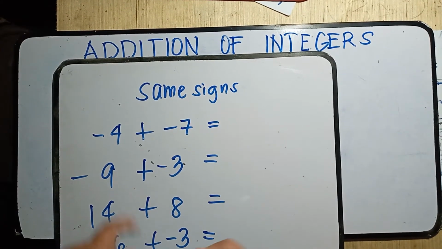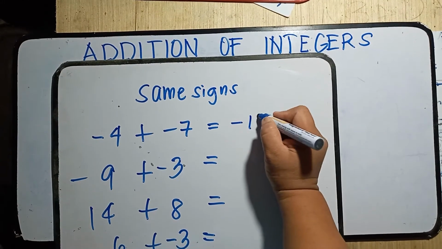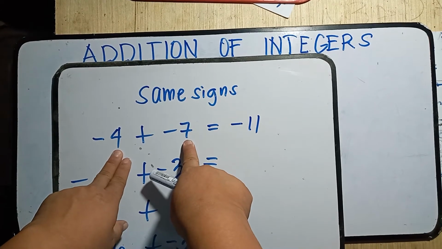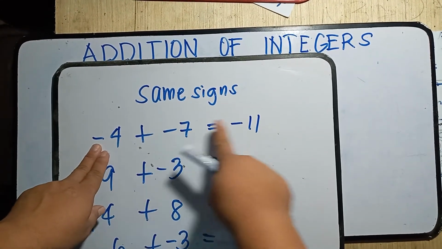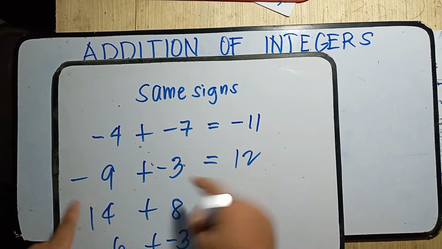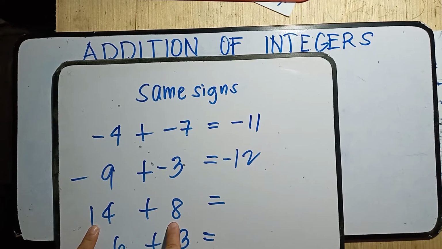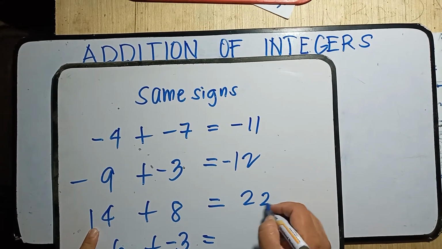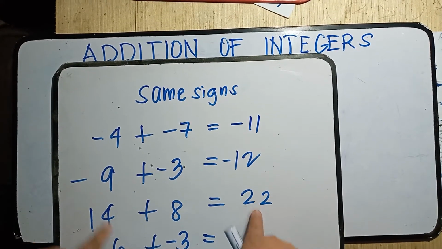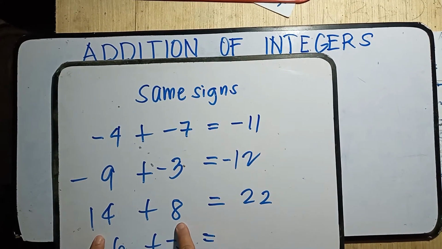So, the sum of negative 4 and negative 7 is negative 11. Okay, remember the rule. Just add the absolute values of the two numbers, then prefix their common sign. 9 plus 3, 12. Prefix their common sign. 14 plus 8 is 22. Then, it is both positive, therefore the sum is positive.